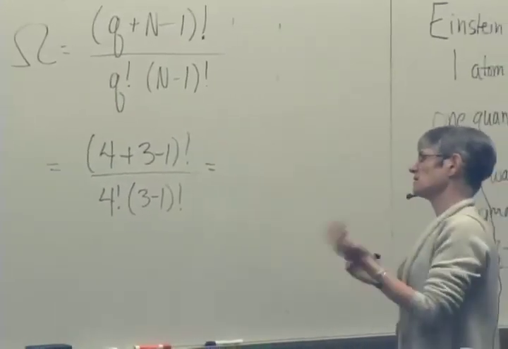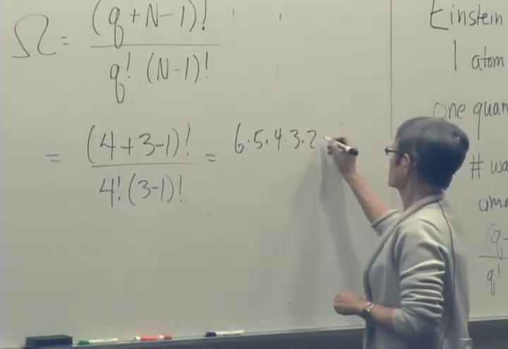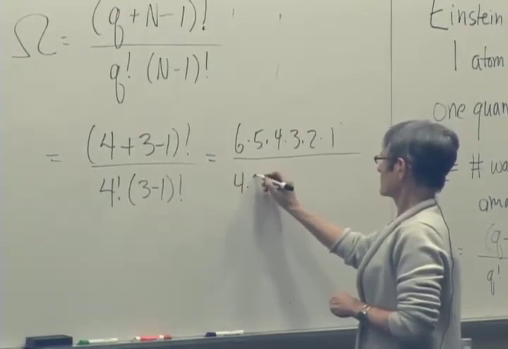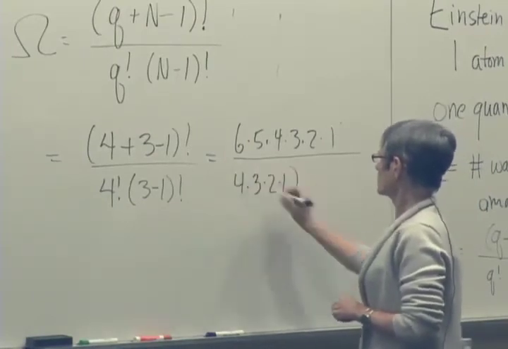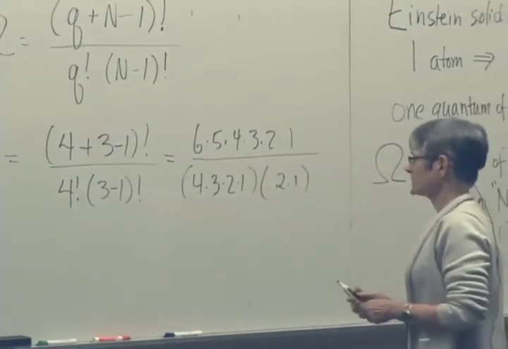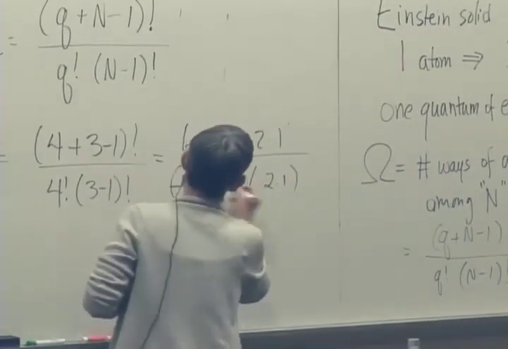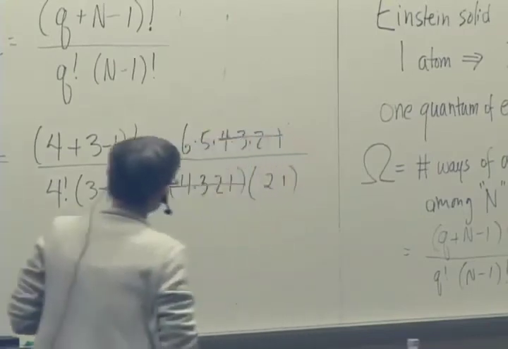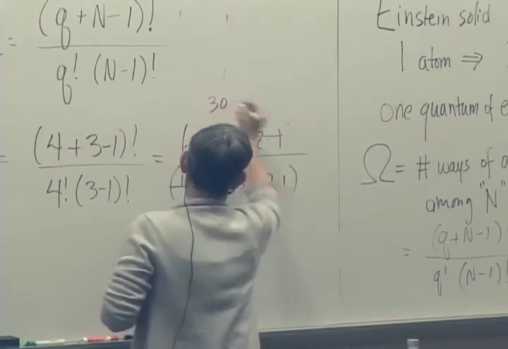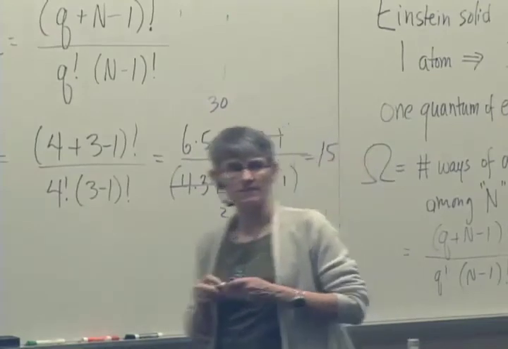So 4 plus 3 is 7, minus 1 is 6, so that's 6 times 5 times 4 times 3 times 2 times 1 divided by 4 times 3 times 2 times 1 times 2 times 1. And there are some cancellations here, those two things cancel, and so we're left with 30 on top divided by 2 on the bottom, so that does indeed come out to 15.